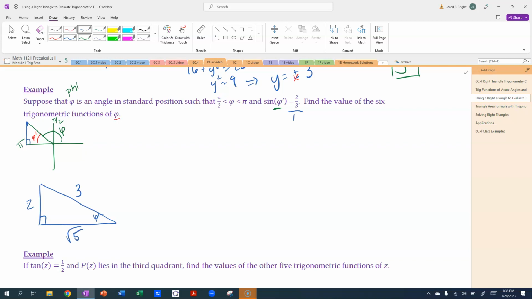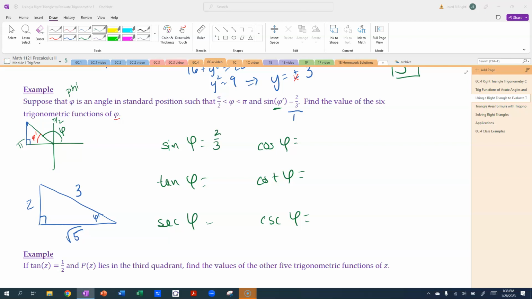Then I have to find sine of phi, cosine of phi, tangent of phi, cotangent of phi, secant of phi, and cosecant of phi. I'm just going to evaluate this in my right triangle. Sine would be 2 over 3.